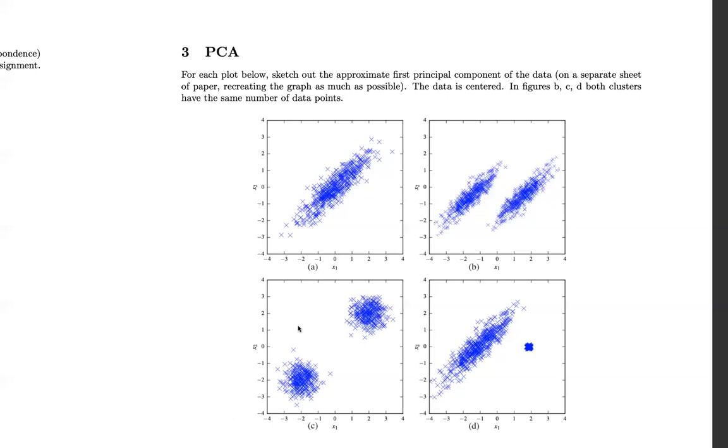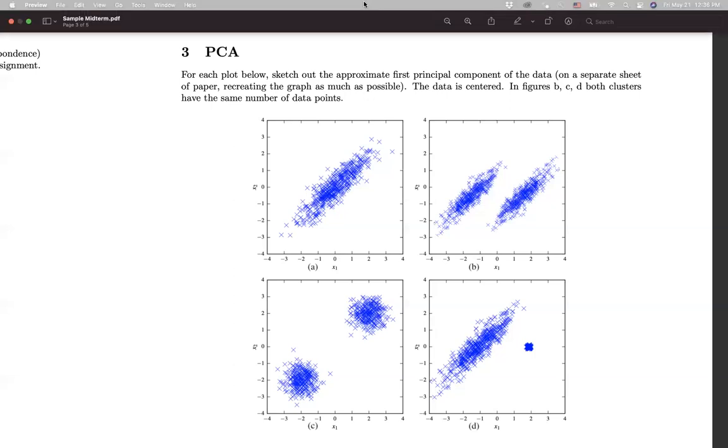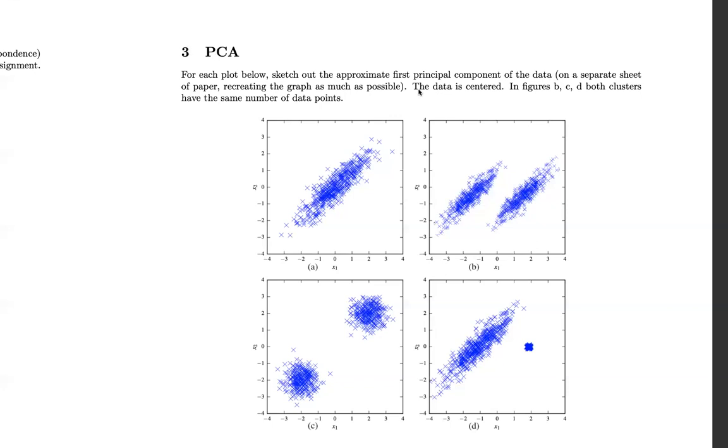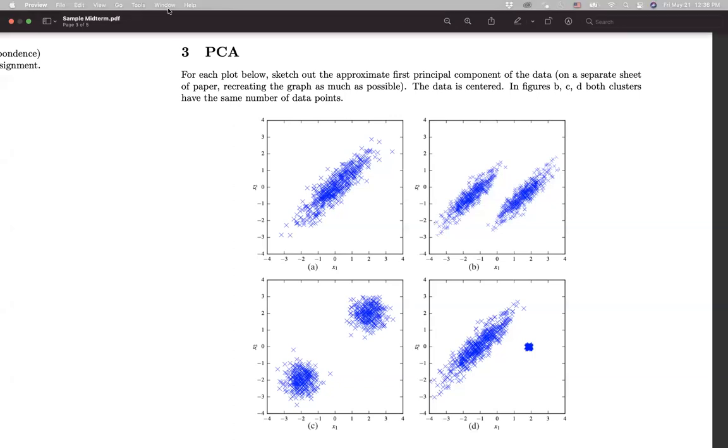Again, this is something that you haven't necessarily directly dealt with in lecture or in the homeworks or problems, but hopefully if you have an intuition about what PCA is and how it works, you should have a sense of how to do that. So at a high level, what is the first principal component? What is it that we're being asked to sketch here?